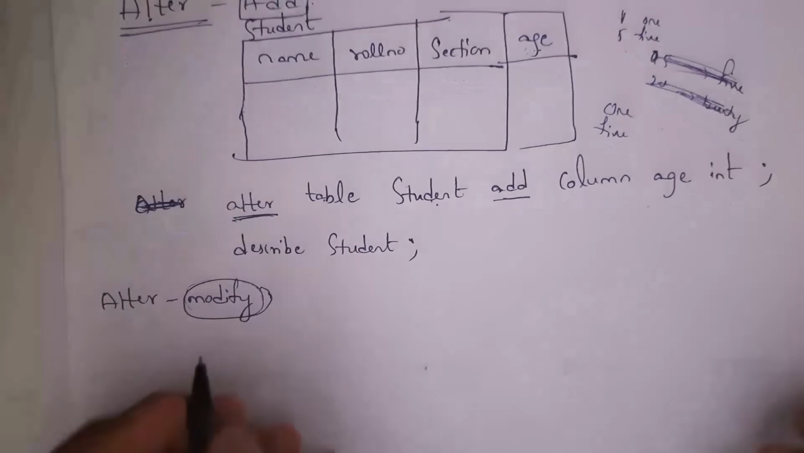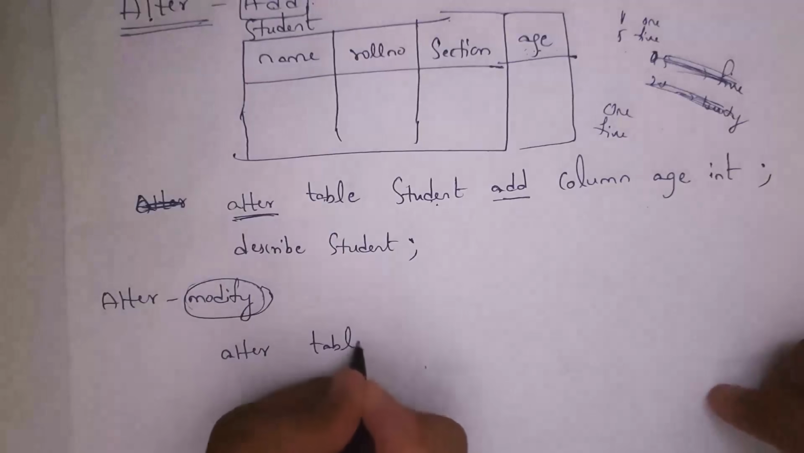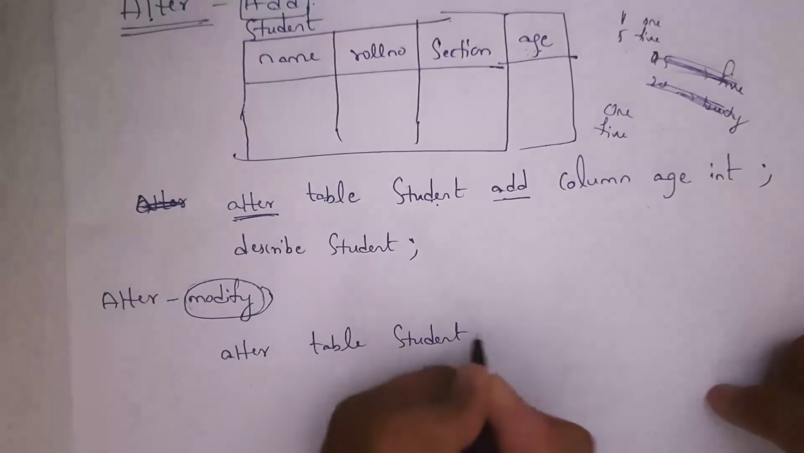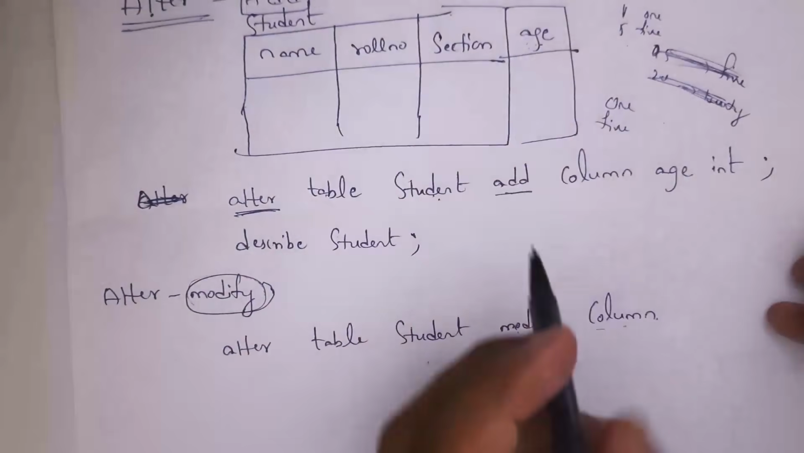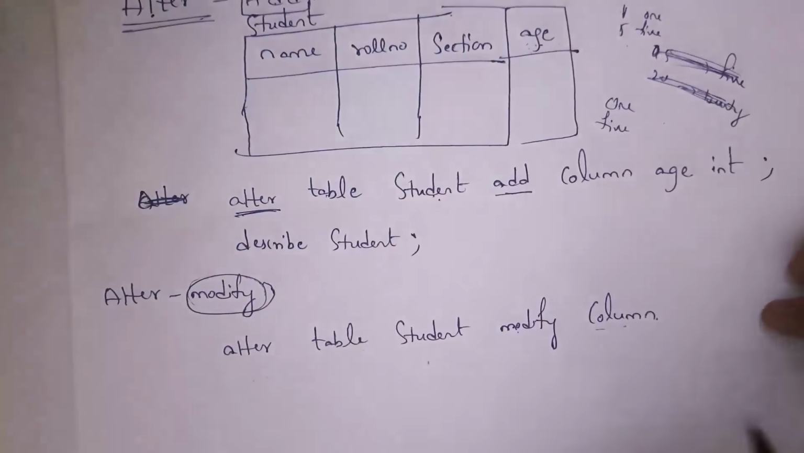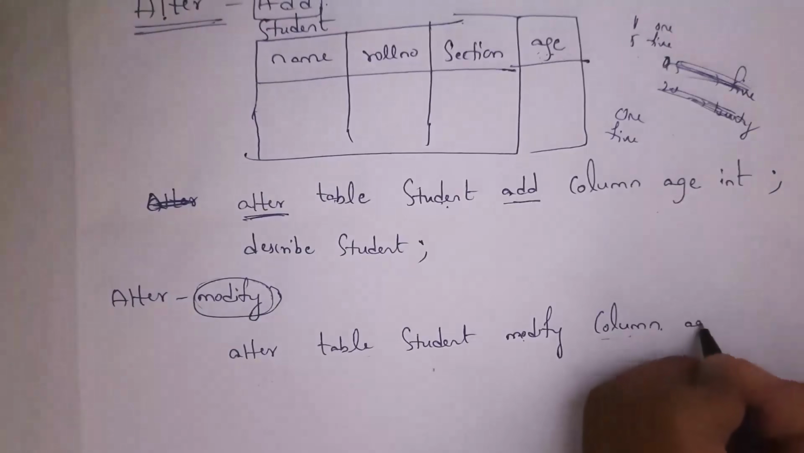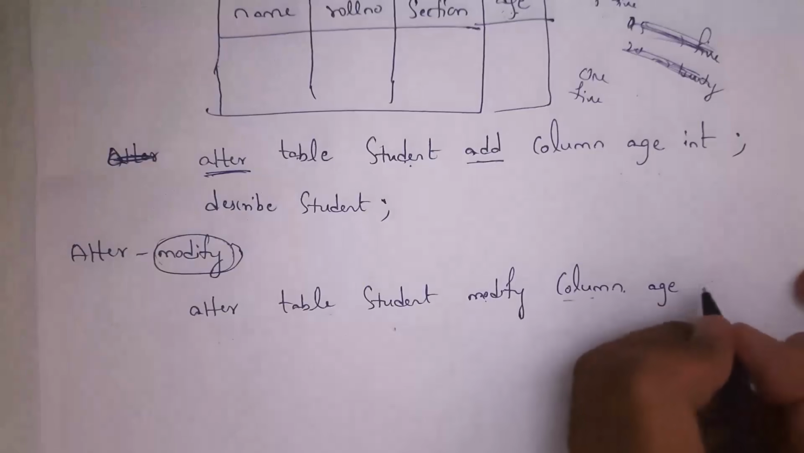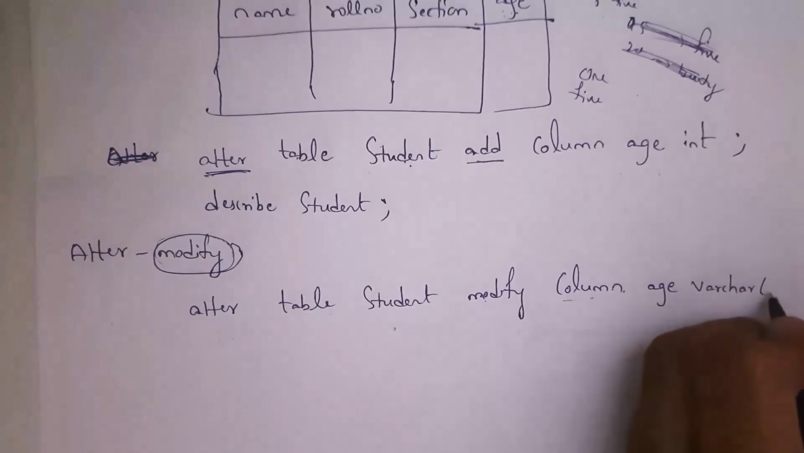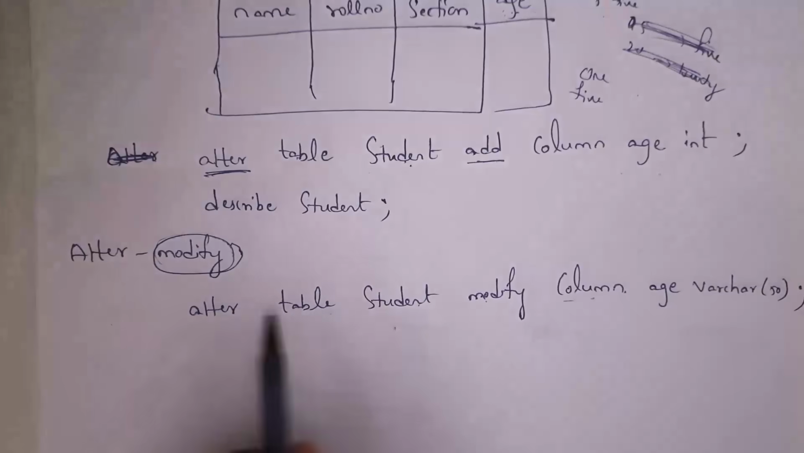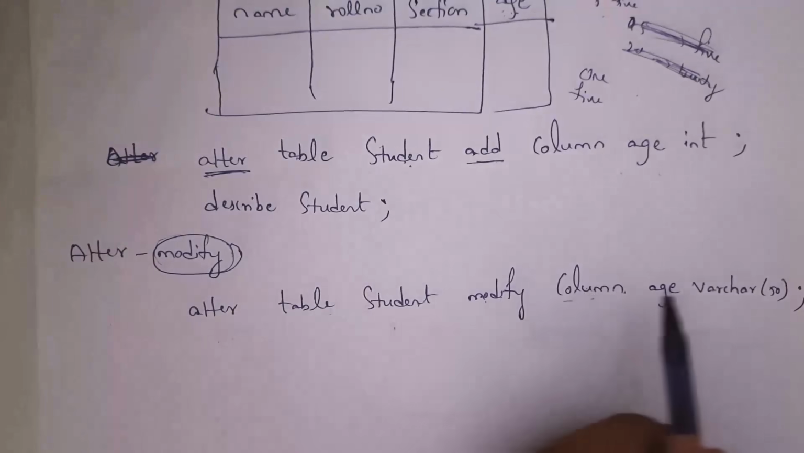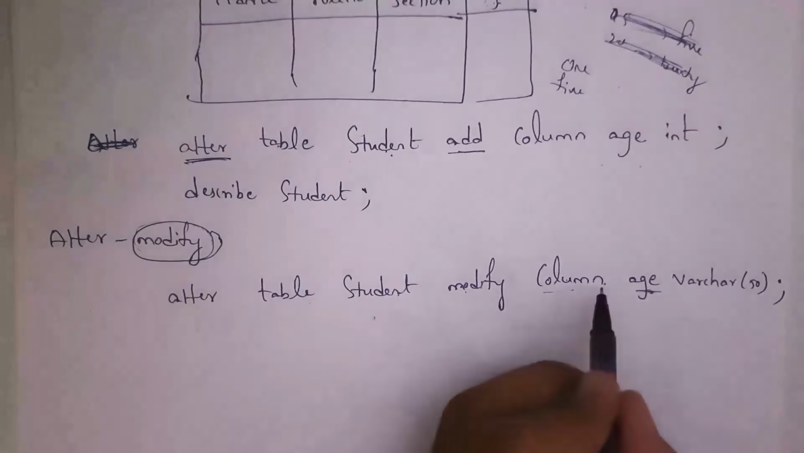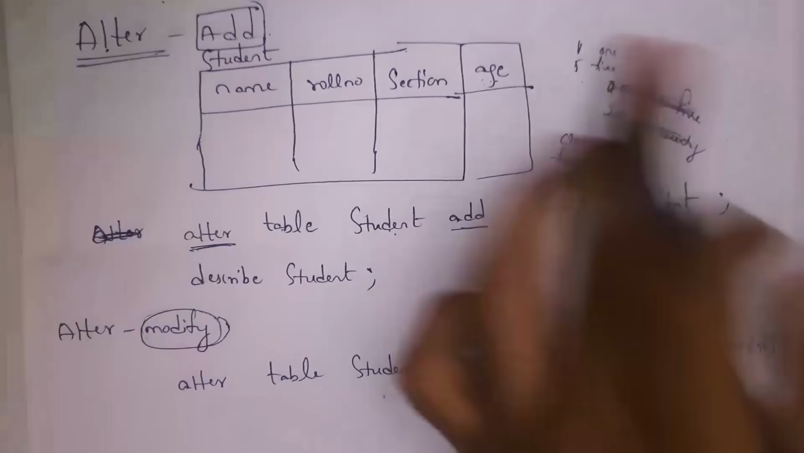So just write here alter table and the table name is student. So alter table table name, my table name is student, modify column. I want to change the data type of the age column. So just write here the column name, that is age, and here you need to give the new data type. Here I want to give the new data type, that is varchar, and I want to give size up to 50 and give semicolon. Alter table table name, modify column column name, that is age, and give data type. Whenever you write this code and click enter, it will change my data type to varchar.